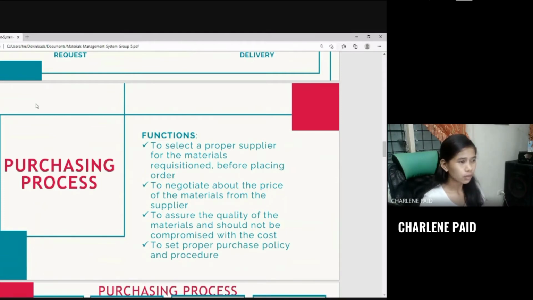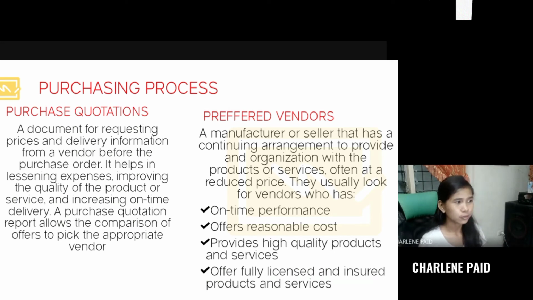Under the purchasing process, we have purchase quotations, preferred vendors, purchase request, and purchase approval. So, what are purchase quotations? It is a document for requesting prices and delivery information from a vendor before placing a purchase order. It helps in lessening expenses, improving the quality of the product or service, and of course, increasing on-time delivery.